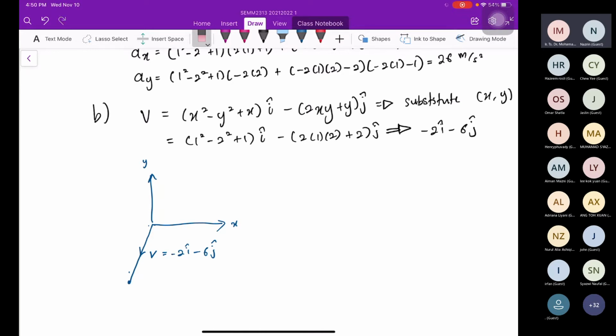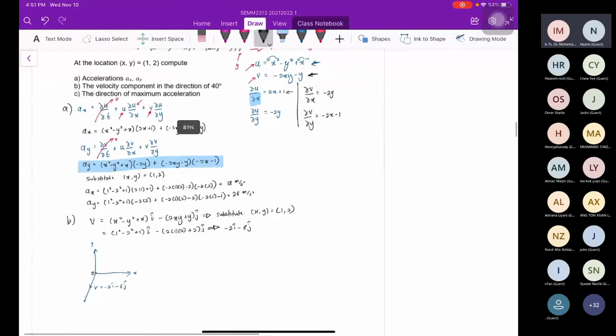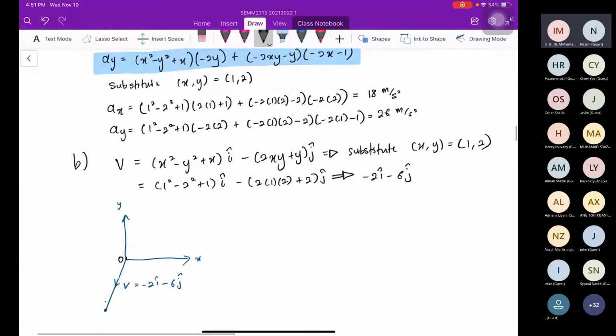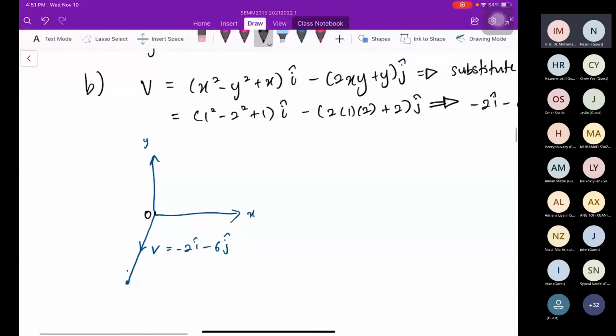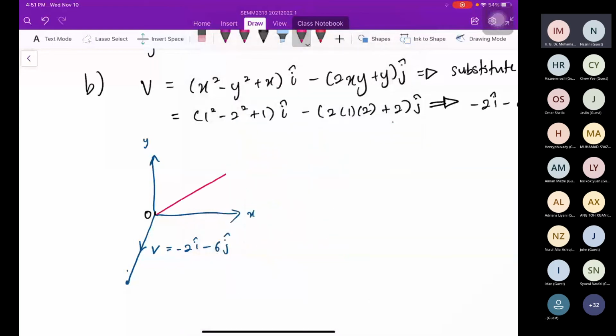But the problem here is we need to find the velocity not in this direction. We need to find velocity in the direction of 40. Okay. That means this direction. 40. So, we need to find this velocity in this direction. So, how to do that? Any idea?